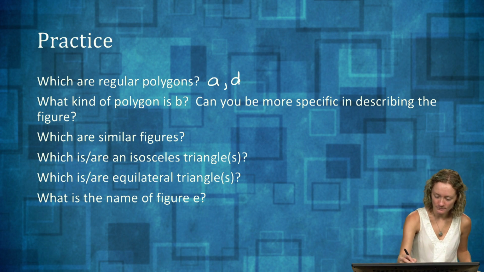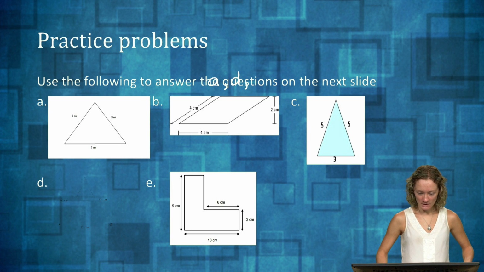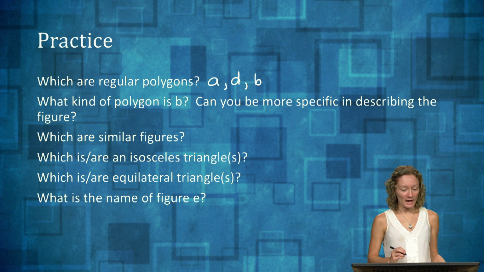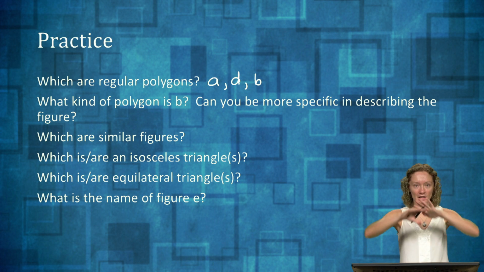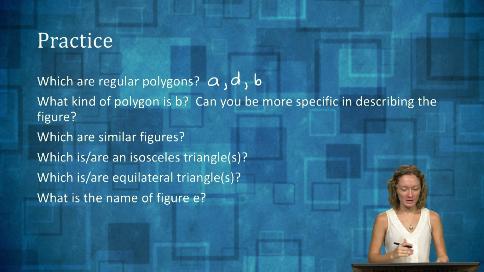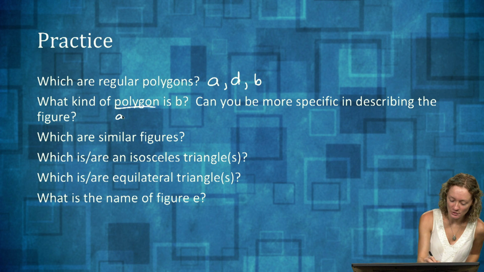Oh, and letter B. So we have top, left, right. Yep, let's make sure it's the same. Yep, good. And letter B. Perfect. Okay, what kind of polygon is B? Polygon general, how many sides does it have? That's your first name, and then can you be any more specific? So the type of polygon it is a quadrilateral because it has 4 sides.